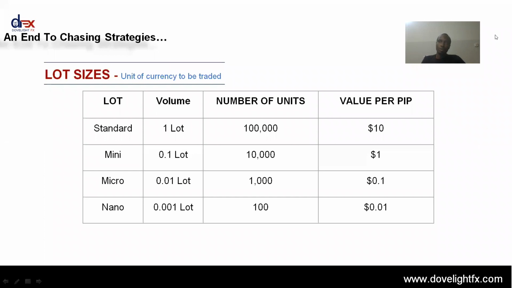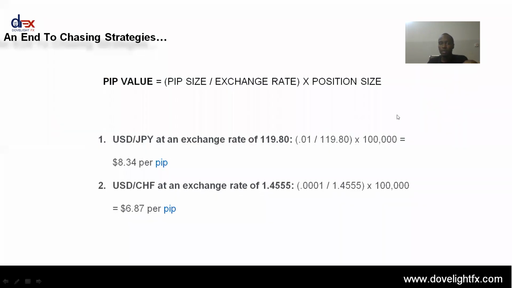Tomorrow there's going to be a session on MetaTrader 4, which is the application, the software we use to trade. All this, where you see the lot sizes, is going to be shown to you. But we need you to understand what it all means.